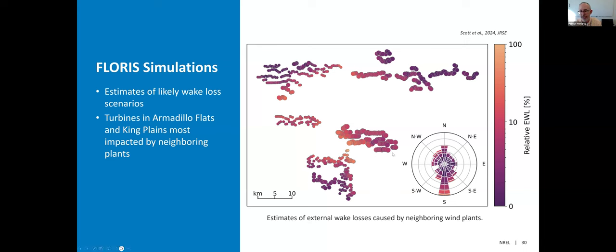And as you might expect, what this is showing is that the wind turbines here in King Plains and Armadillo Flats, which are closest to each other, are the turbines that are most impacted by other wind farms as far as their energy production. So again, it's a fairly intuitive result, but to be able to quantify that with a simulation tool is interesting.